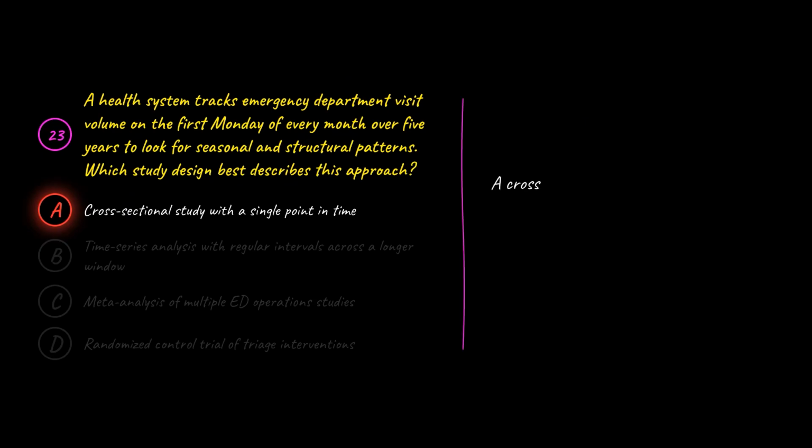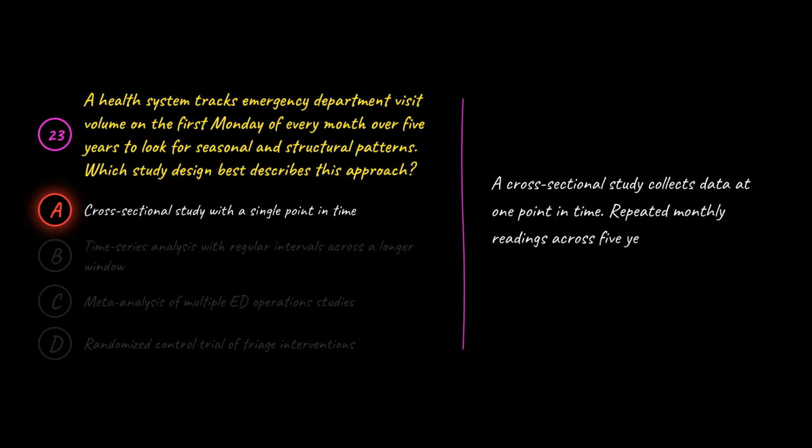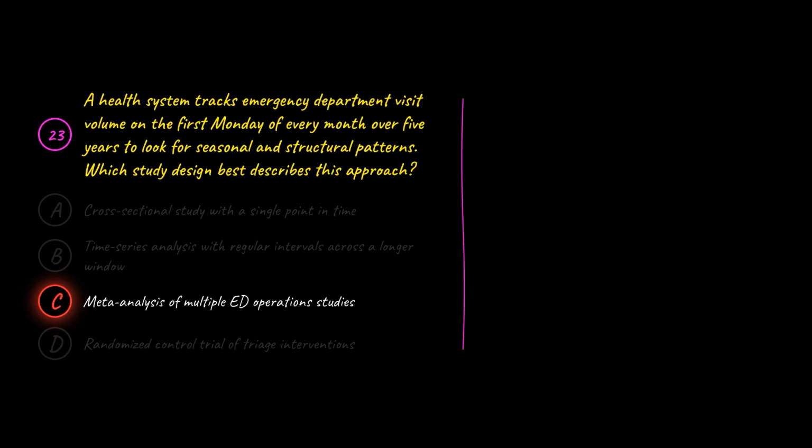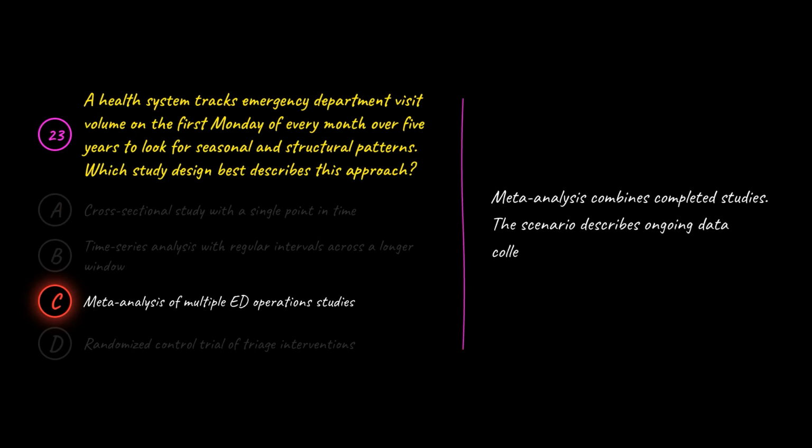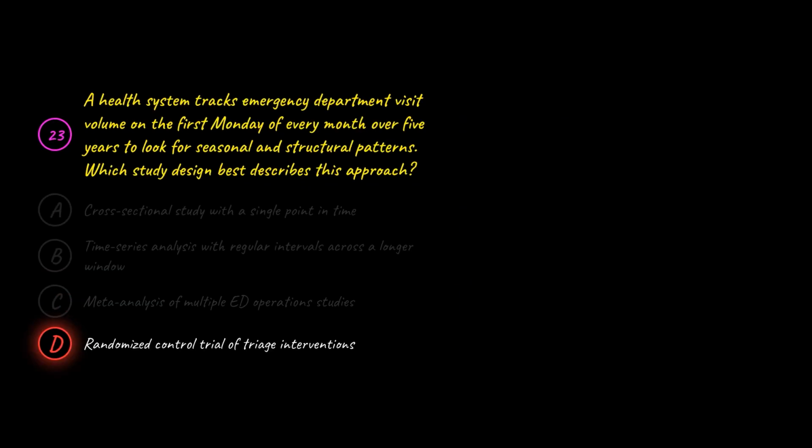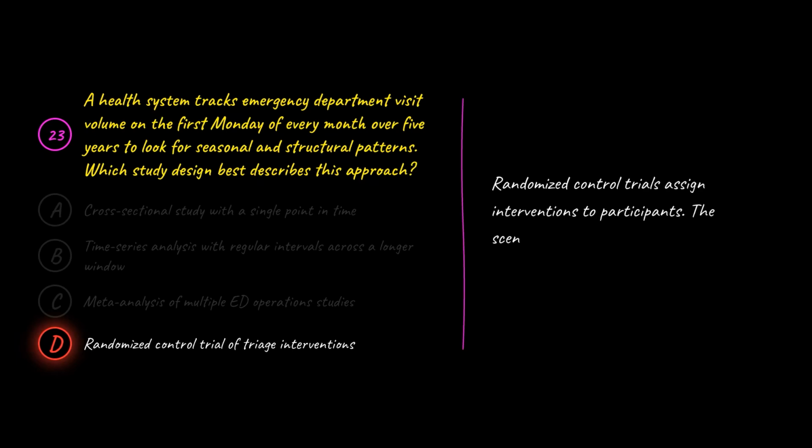A is wrong because a cross-sectional study collects data at one point in time. Repeated monthly readings across 5 years extend well beyond cross-sectional scope. C is wrong because meta-analysis combines completed studies. The scenario describes ongoing data collection inside one system. D is wrong because randomized controlled trials assign interventions to participants. The scenario observes ED volume without applying any intervention.